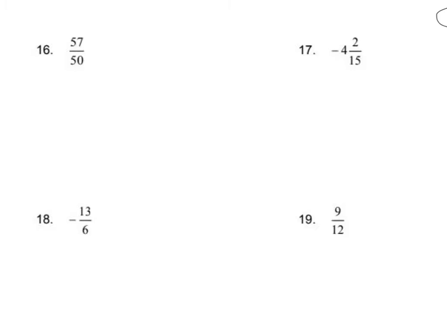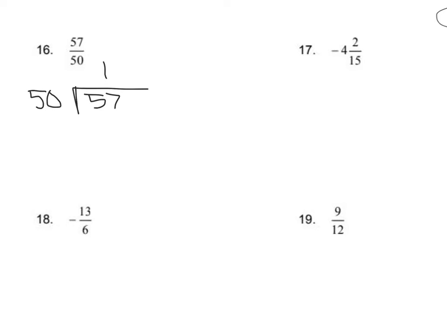Alright, we are now on page 8. Let's do number 16 together. So on the inside, we'll have 57. And on the outside, we'll have 50. This is a special kind of fraction because it's improper. So 50 does indeed go into 57 one time.